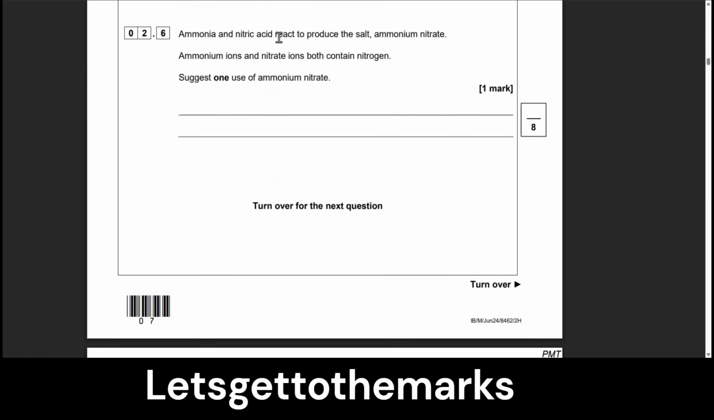2.6. Ammonia and nitric acid react to produce the salt ammonium nitrate. Ammonium ions and nitrate ions both contain nitrogen. Suggest one use of ammonium nitrate. Ammonium nitrate is used as fertilizer or to make fertilizer. There we go. Okay, let's go.